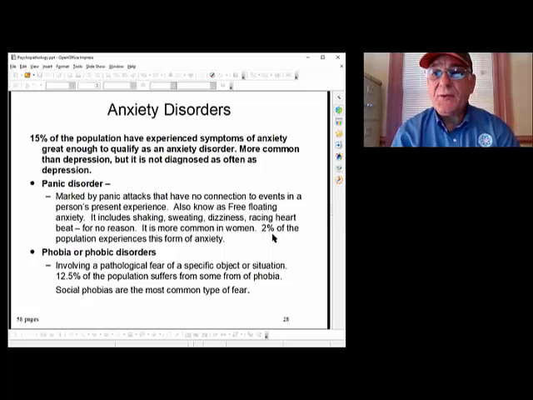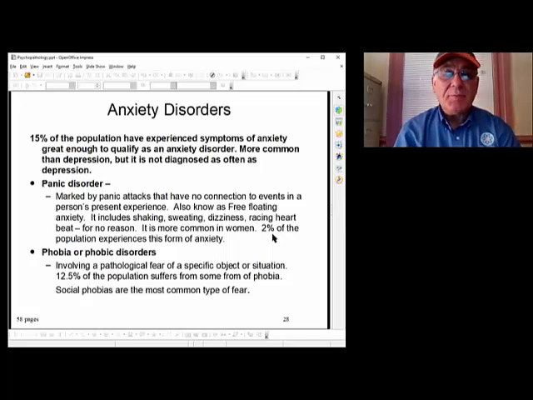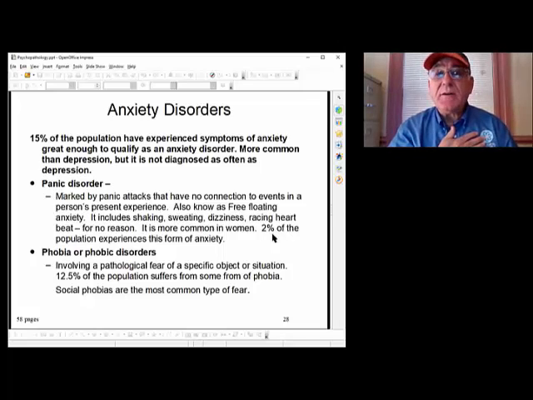There is panic disorder, and I'm sure that somebody in the class has it, because it is so frequent. There are people who have panic disorders and don't even know why they're doing it. They don't know they have panic disorder. It's marked by panic attacks that have no connection to events in the person's present experience. They can be walking down the sidewalk, and all of a sudden they start shaking, sweating, their heart racing, they feel dizzy, they're leaning up against the wall going, I think I'm having a heart attack. It's a panic disorder for no apparent reason. It's called free-floating anxiety. And 2% of the population experiences this form of anxiety, and again, more common in women than in men.